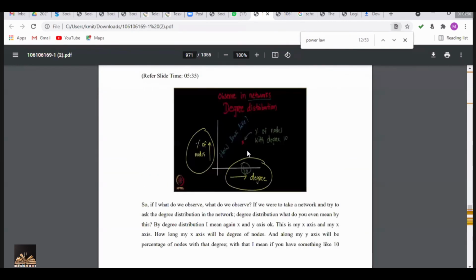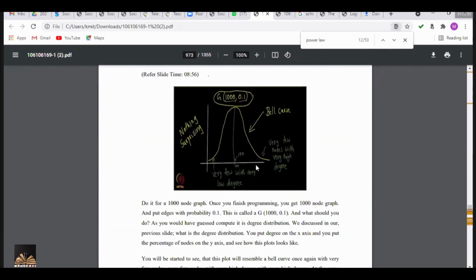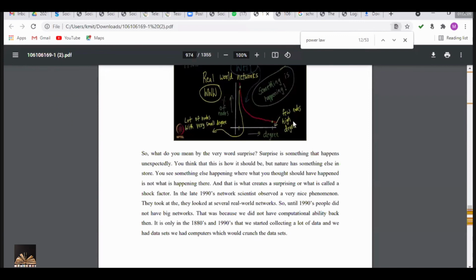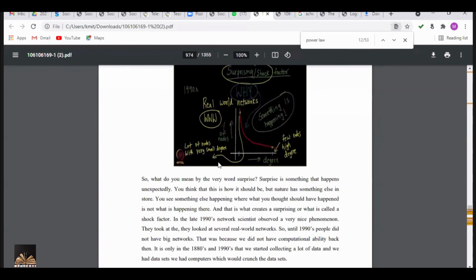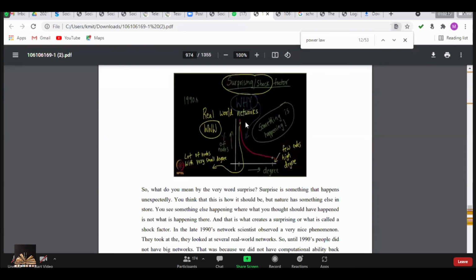But if I take the social network example, like the World Wide Web, right? They tried to plot the thing, but it was not a normal distribution. It was not a normal distribution. Instead, it is giving you a curve like this.